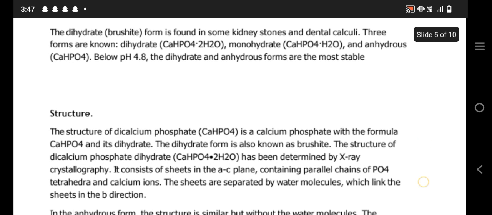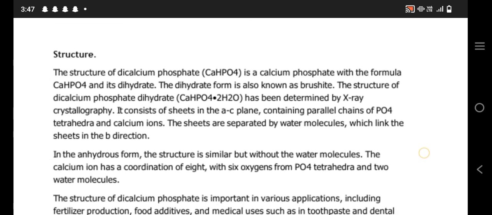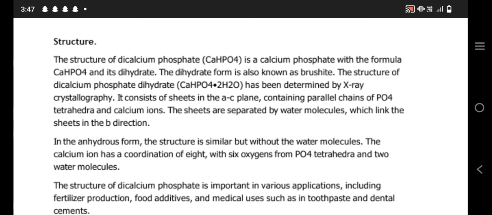Next, structure. The structure of dicalcium phosphate is a calcium phosphate with the formula CaHPO4 and its dihydrate. The dihydrate form is also known as brushite. The structure of dicalcium phosphate dihydrate, CaHPO4·2H2O, has been determined by X-ray crystallography. It consists of sheets in the ac plane containing parallel chains of PO4 tetrahedra and calcium ions. The sheets are separated by water molecules which link the sheets in the b direction.